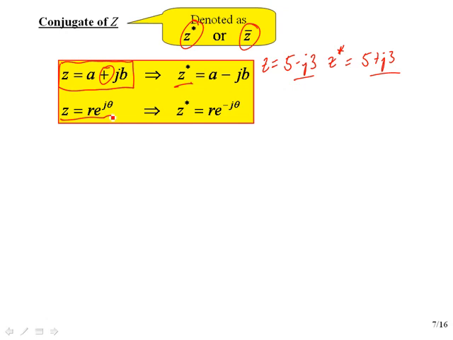In polar form, again, all we have to do is change the sign out in front of j. So we put a negative out there. So if we did have z equal to, say, 3e to the minus j pi over 3, z conjugate is equal to 3e to the plus j pi over 3. So all we have to do is negate it.